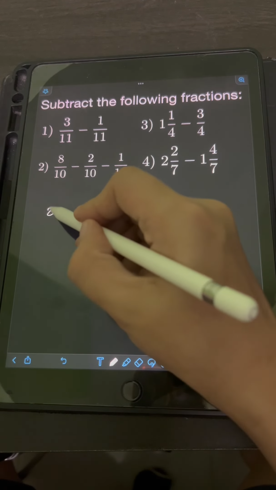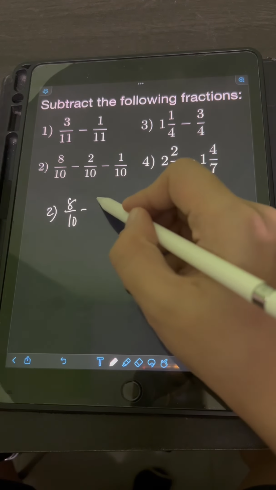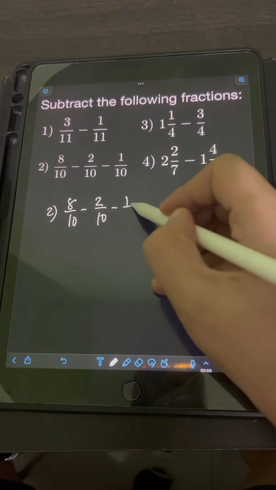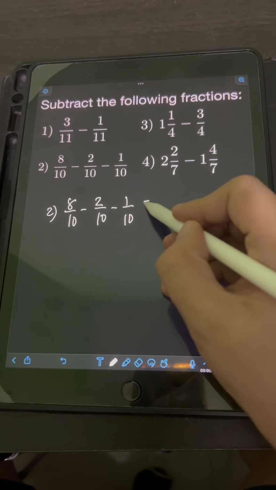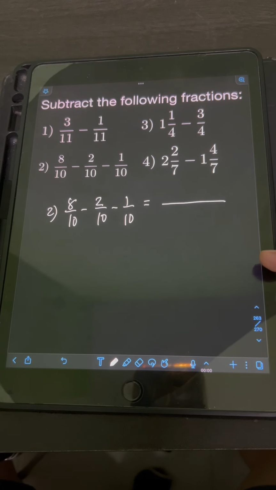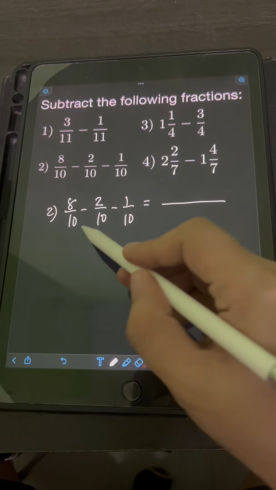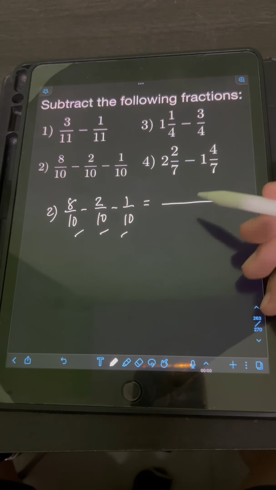For number 2, we have 8 over 10 minus 2 over 10 minus 1 over 10. So again, we are subtracting similar fractions, this time having the same denominator of 10. So likewise, we just copy the same denominator and then we subtract the numerators. So we have 8 minus 2 minus 1. So subtracting, we have 8 minus 2, that will be 6, minus 1, 5, then over 10.